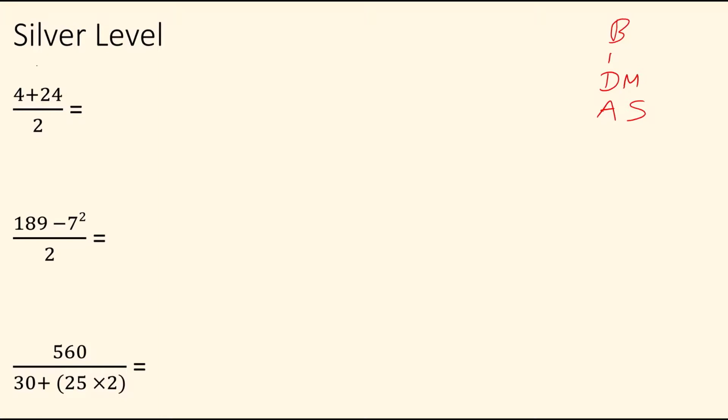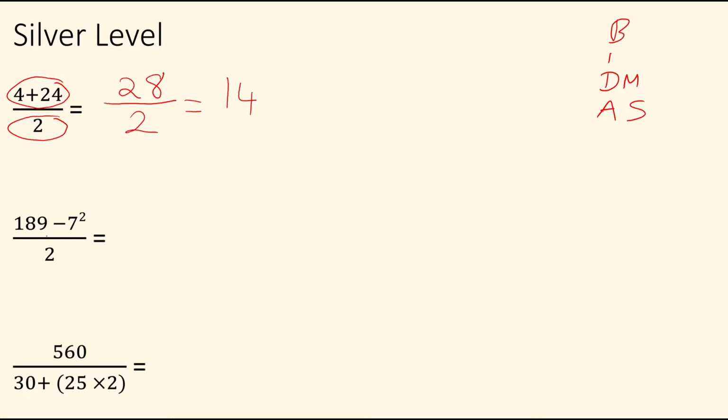So we're going to solve the top line first, and then solve the bottom line, and then we're going to divide. So the top line is 4 plus 24, well that equals 28. So we finish that. Looking at the bottom line, there's nothing there to solve. What we're left with is 28 divided by 2, and we can do that. That's 14.